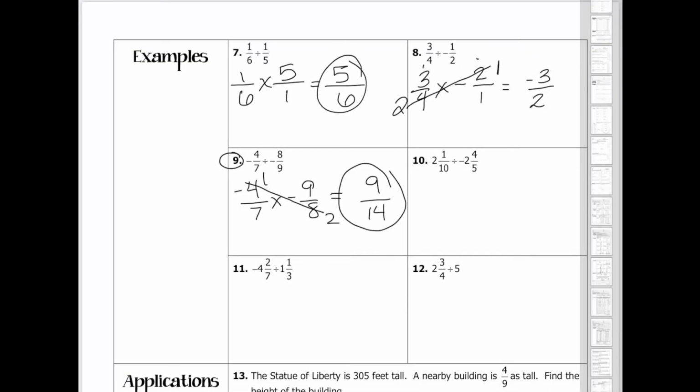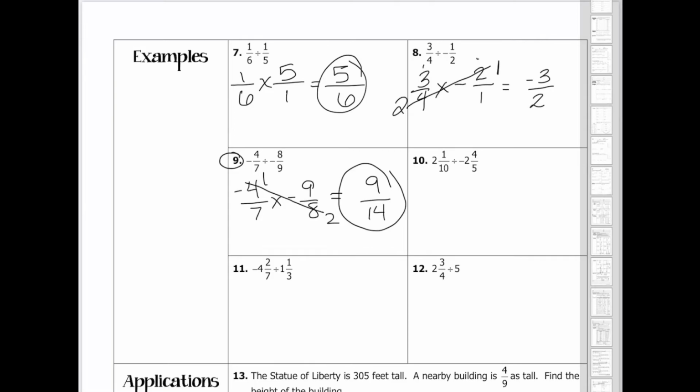Here is your solution to number 9. So we keep negative 4/7. We change the division problem to multiplication. And then we make negative 8/9 into its reciprocal, so it becomes negative 9/8. The negative signs don't go anywhere, they stay. And then I figure out if I can simplify anything, which I can. The 4 and the 8 can be simplified by 4. So negative 4 divided by 4 is negative 1, and 8 divided by 4 is 2. So then I just multiply across and I get 9/14. And it's positive because I'm multiplying two negative fractions together.